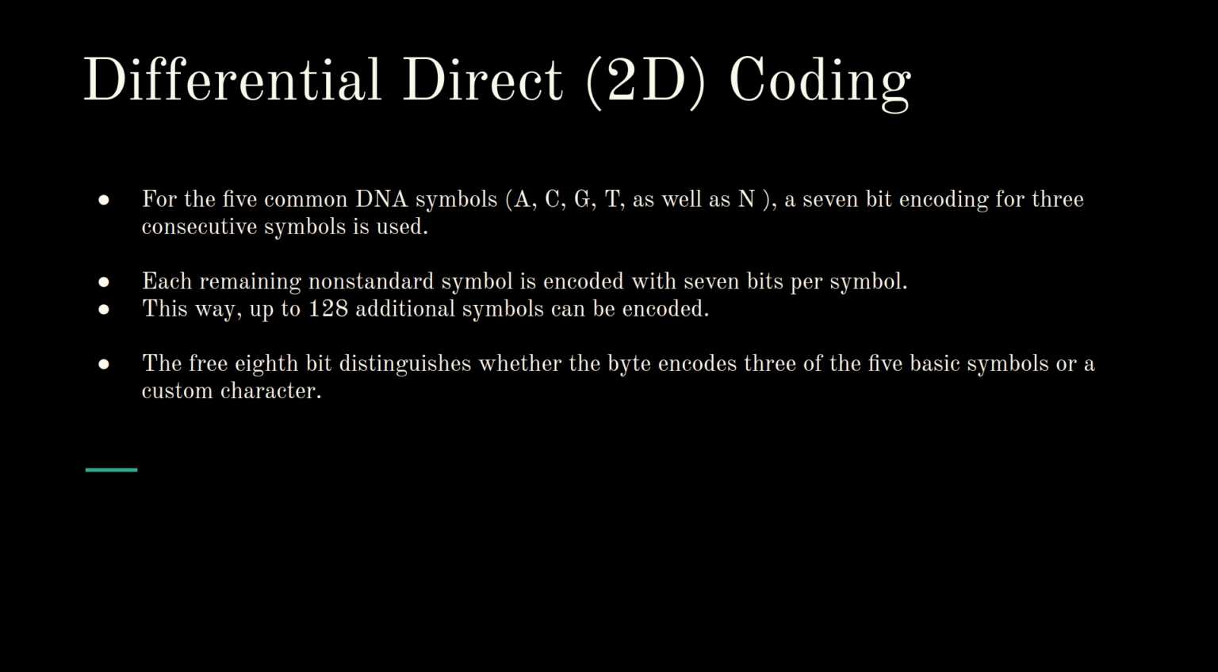The differential direct coding is a kind of encoding which takes A, G, C, T, and N and encodes 3 symbols into 7 bits, as we saw previously. But with non-standard symbols, which are not A, C, G, T, or N, it will assign 7 bits to the symbol, and the 8th bit is a flag for whether the byte is encoding the 5 general bases or some additional non-standard base.